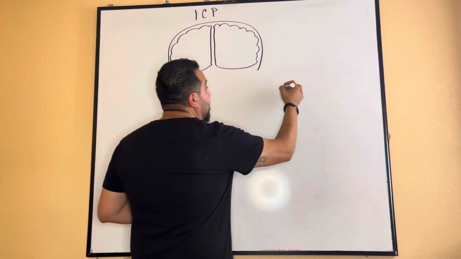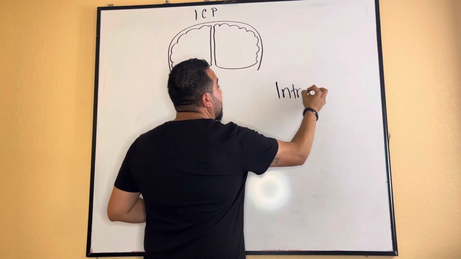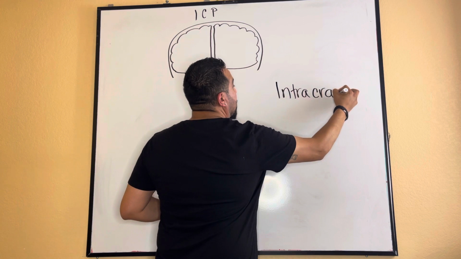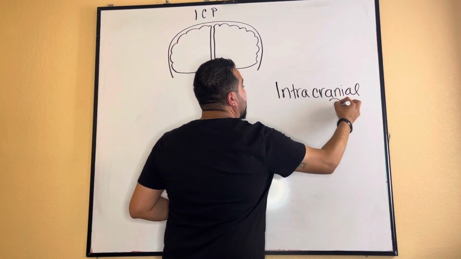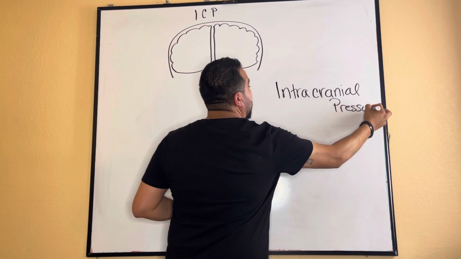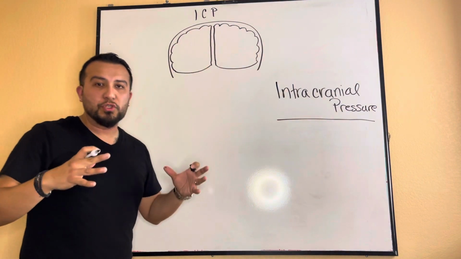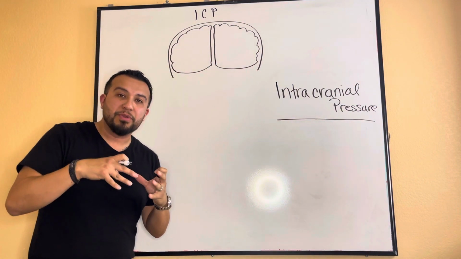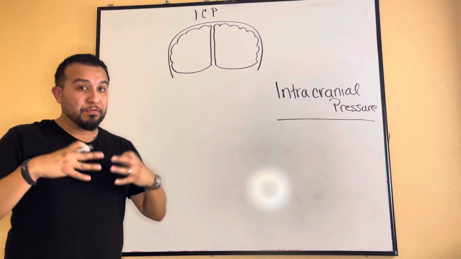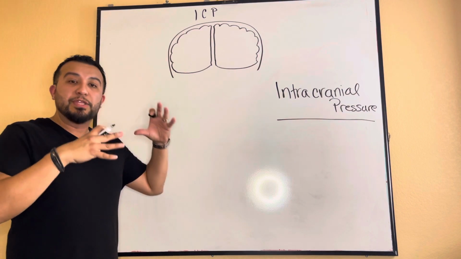So to start off, I'm discussing intracranial pressure. Okay? Intracranial pressure is when the brain begins to swell, or there's something within the brain that's increasing in size or in fluid volume, and it increases the pressure within.